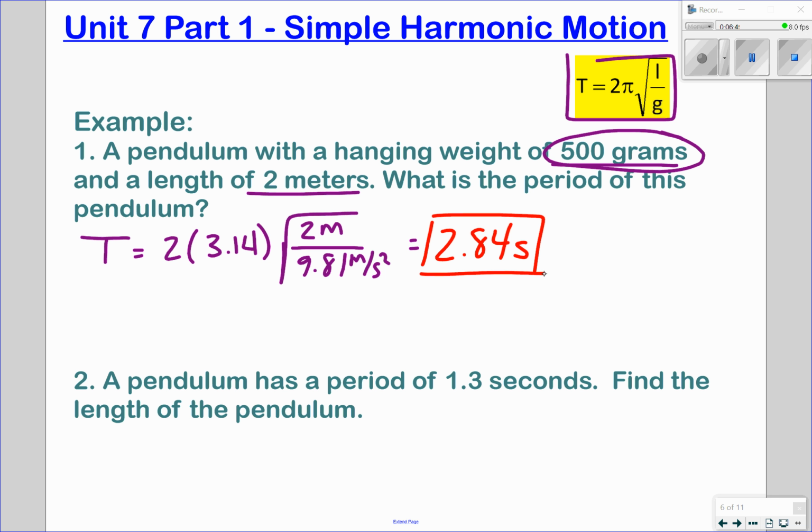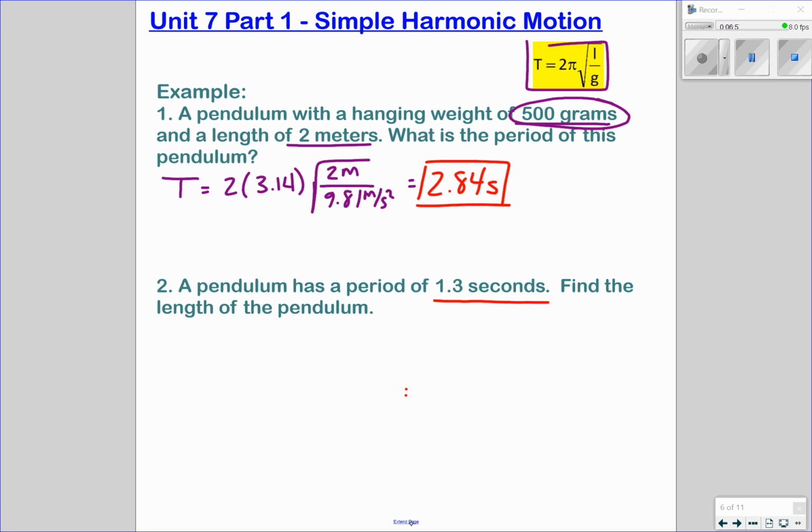Moving down here to number 2, we now have a pendulum with a period of 1.3 seconds, and we're trying to find the length of that pendulum. I'm going to go ahead and extend my page here. This time, they give us the period, and we're going to solve for the length. I'm going to use a cursive L so it doesn't look like a 1.